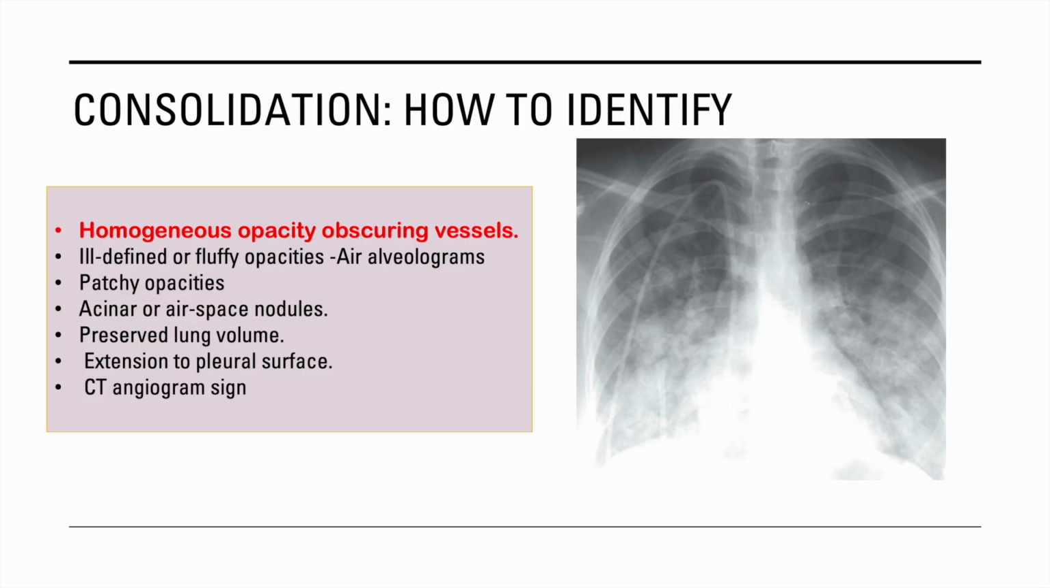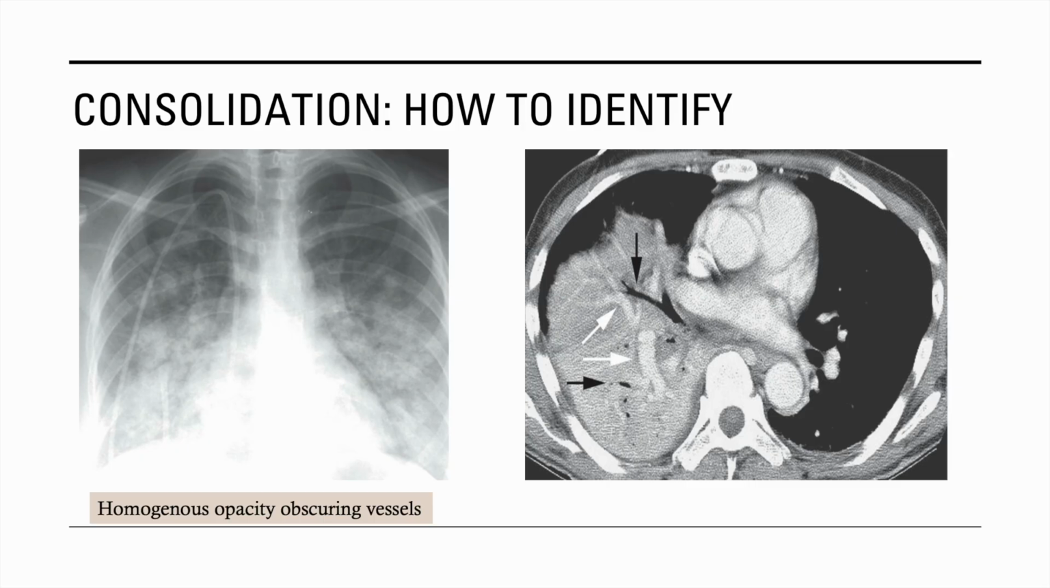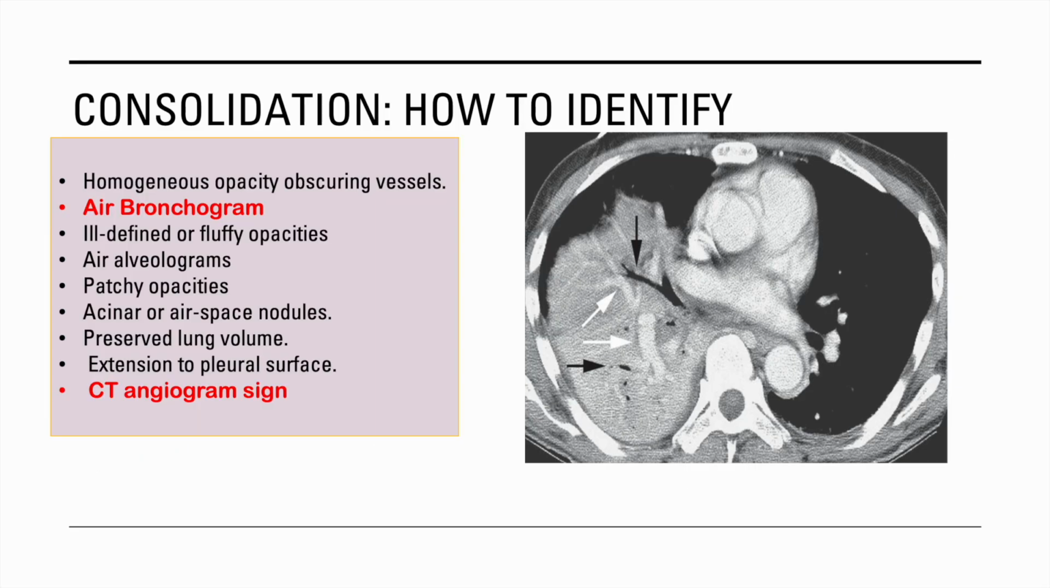Look at this chest X-ray. Here, you can see bilateral parahilar consolidation. Within the consolidated lungs, vascular markings are not visible. However, in post-contrast images, pulmonary vessels become clearly visible within the consolidated lungs. In this post-contrast CT image, you can see pulmonary vessels shown by the white arrow. This is called the CT angiogram sign.